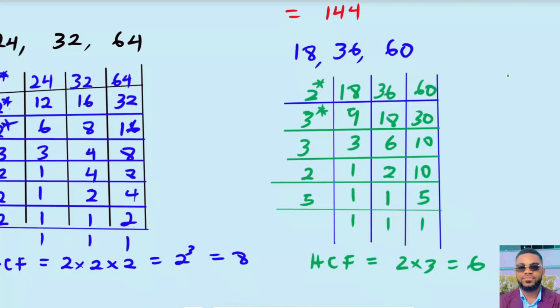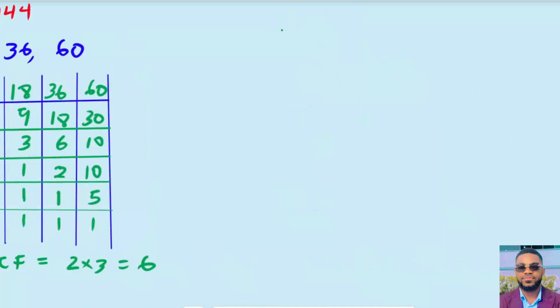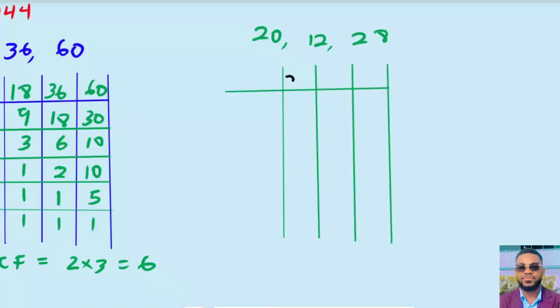Let's take another one. So let's find the highest common factor of 20, 12, and 28. 20 here, 12, and we have 28 here. So the prime number, that's obviously going to be 2, and 2 goes into 20, we have 10, goes into 12, 6, goes into this, 14. So 2 is able to go into the 3 numbers, we have to highlight it.